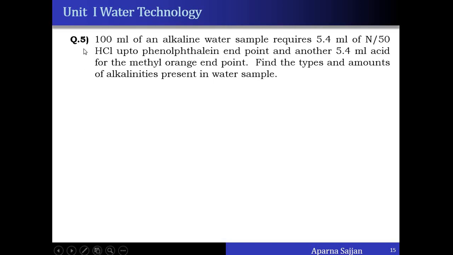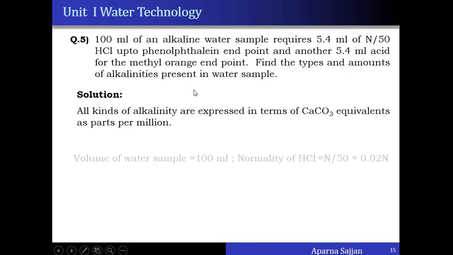Next and the last condition, 100 ml of alkaline water sample requires 5.4 ml of N by 50 HCl up to phenolphthalein endpoint and another 5.4 ml of acid for methyl orange endpoint. See here, 5.4 is P and 5.4 is MO. Means P and MO are equal. Find the types and amounts of alkalinities present in water.